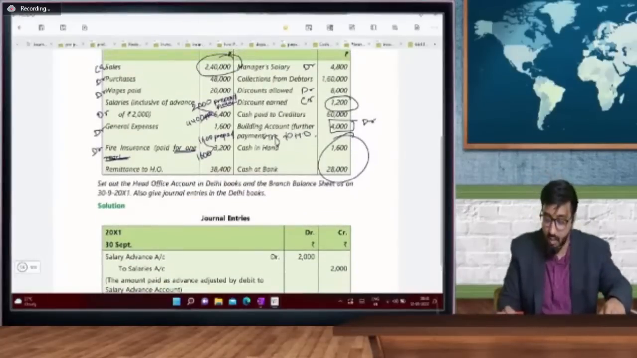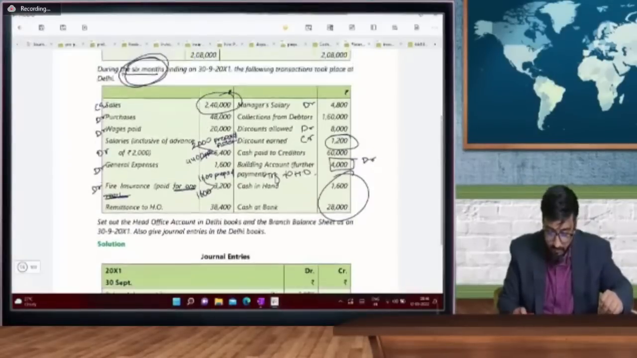So sales account, debit balance now we are giving because we want to transfer it, and the second one we transfer is the discount earned column. Yes. Yes, very good.